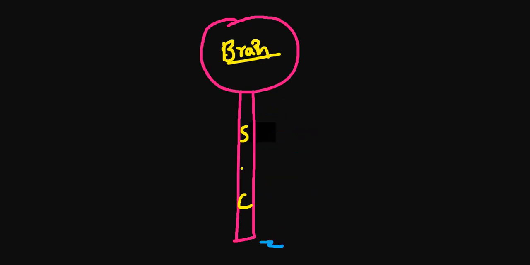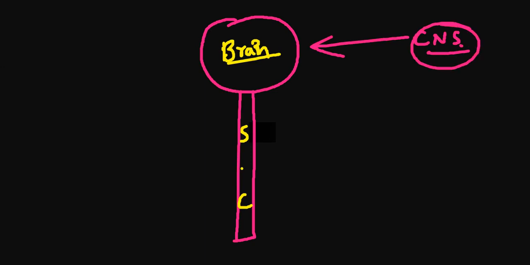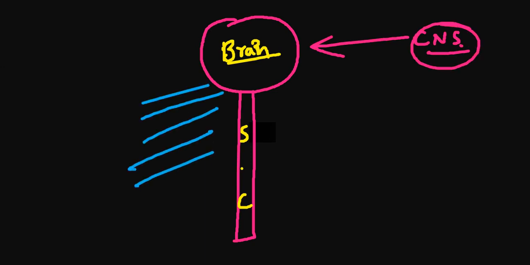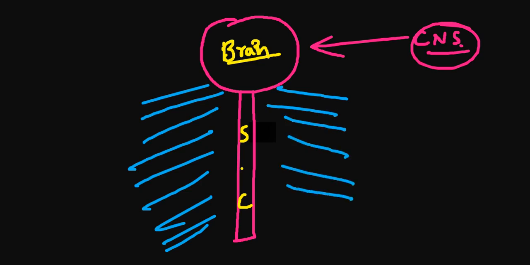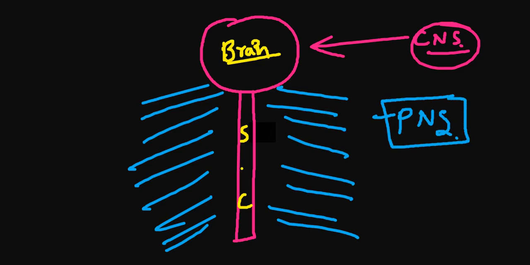But right now we are discussing the CNS. These two things, whatever you are watching right now in pink, is your CNS. This is the central nervous system consisting of the brain and the spinal cord only. Rest of what you are having is under your PNS. These are the peripheral nervous system.